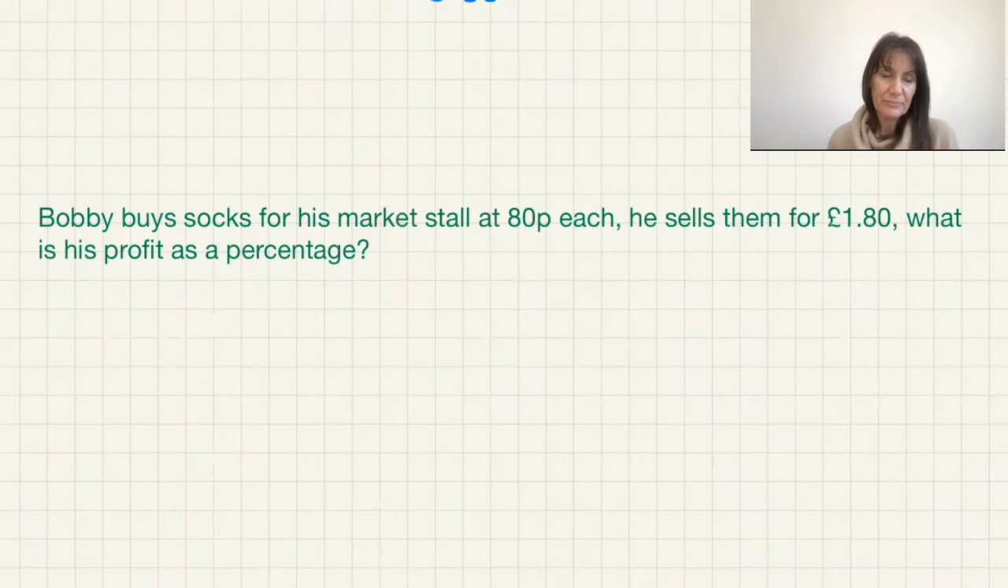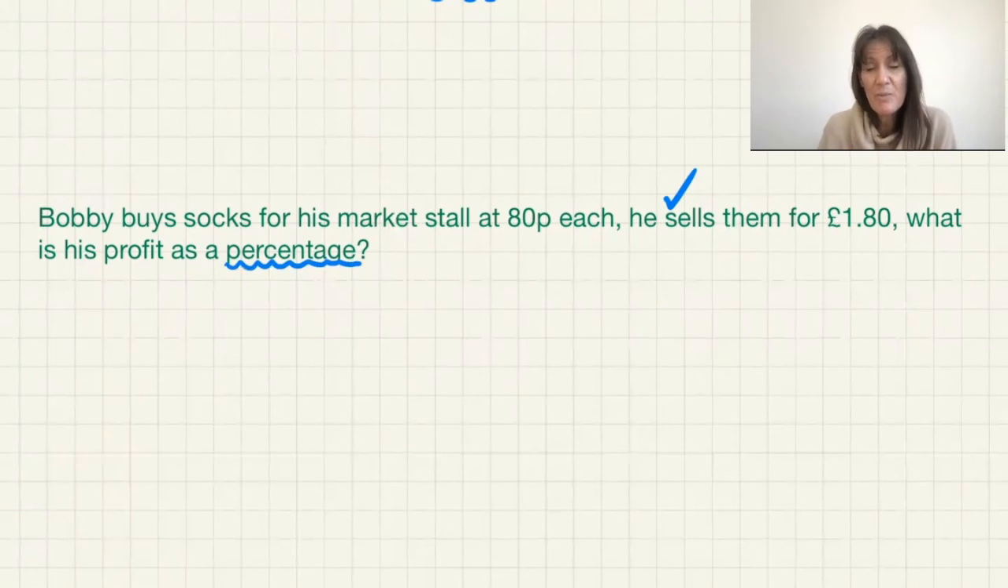Okay, so Bobby buys socks for his market stall at 80p each, and he sells them for £1.80. What is his profit as a percentage? Right, well, the story is talking about an increase. So there's definitely an increase. So I can put a tick in for that. But there isn't a percentage. The word percentage is there, but that's just how they want me to give my answer. It isn't an actual percentage, which means this is not a 2-tick question.